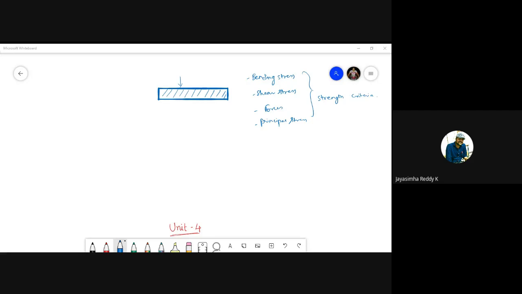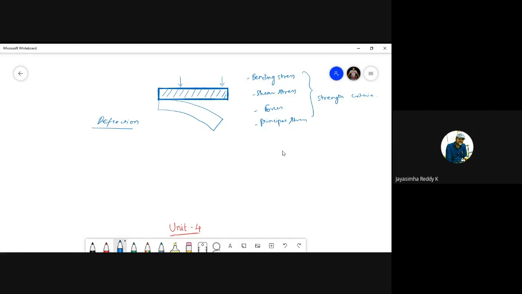So far what we have seen is, students, strength criteria. That is stresses and forces, and then principal planes, principal stresses, all these things we have seen. But unit 4 discusses deflection, okay, deflection of beams. If we apply some loads, we all know this, there will be a deflection in this manner. There will be a deflection of the beam because of the application of loads.